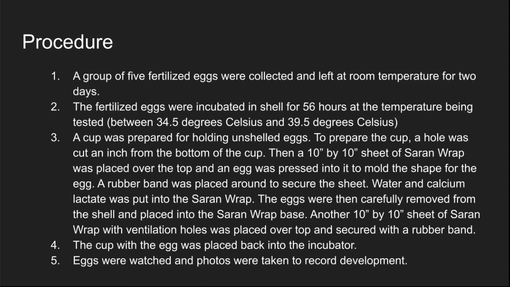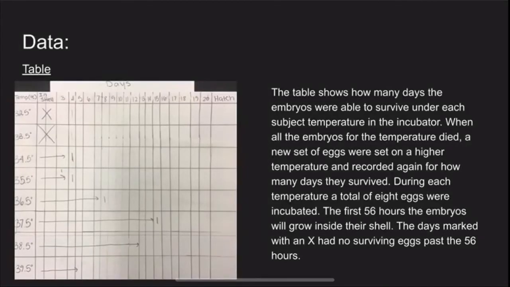Step 5. The eggs were watched and photos were taken to record development. Data. The table shows how many days the embryos were able to survive under each subject temperature in the incubator. When all of the embryos for the temperature died, a new set of eggs was set at a higher temperature and recorded again for how many days they survived.